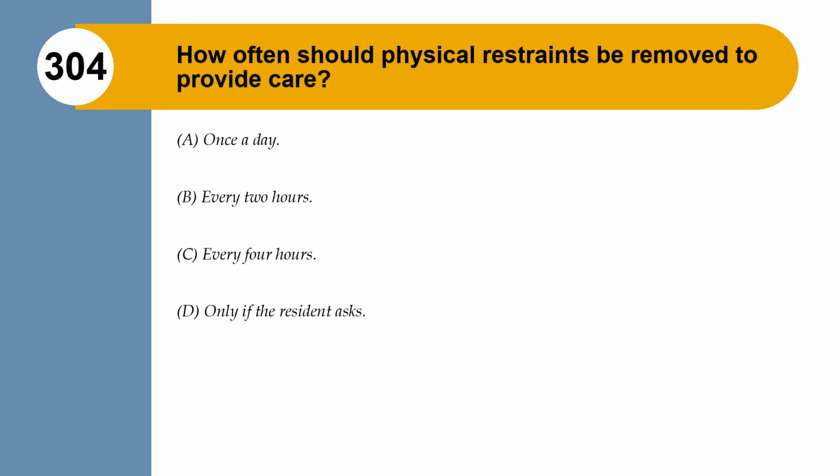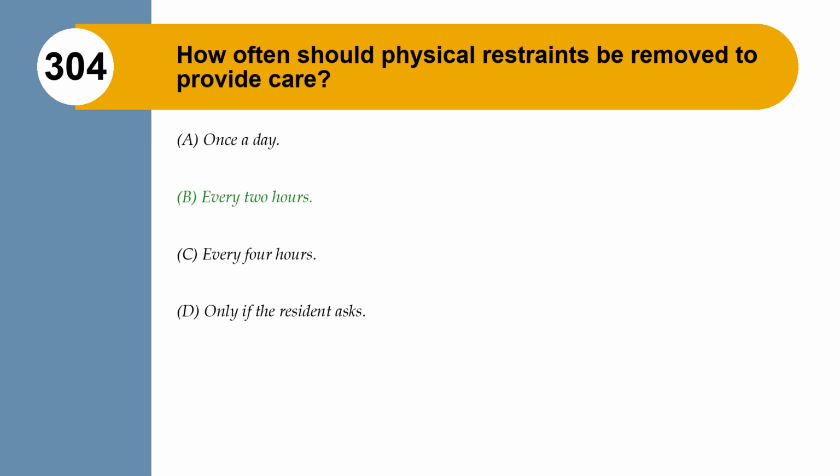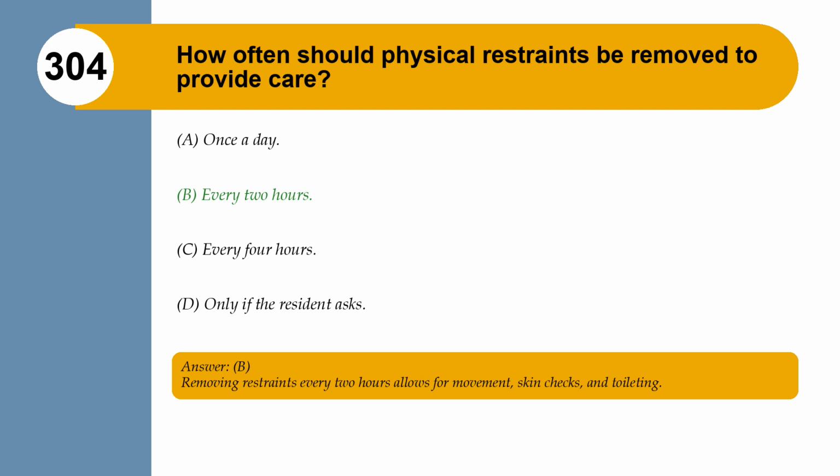Question 304. How often should physical restraints be removed to provide care? Option A, once a day. Option B, every 2 hours. Option C, every 4 hours. Option D, only if the resident asks. The correct answer is option B, every 2 hours. Explanation. Removing restraints every 2 hours allows for movement, skin checks, and toileting.